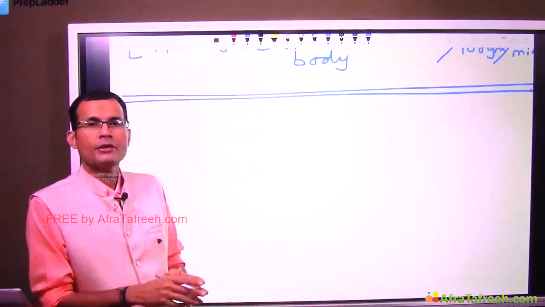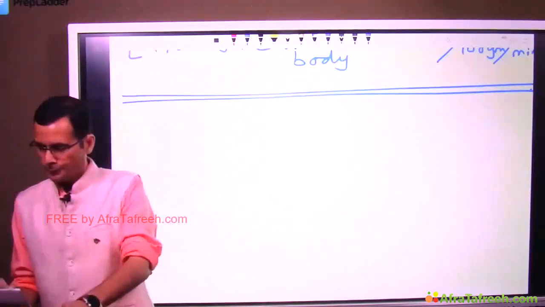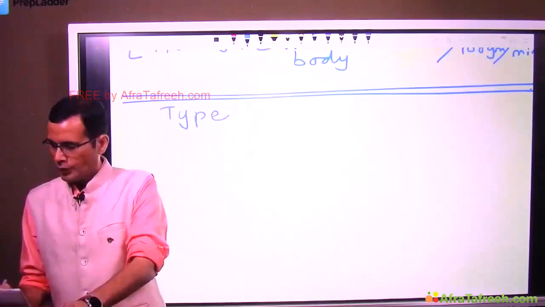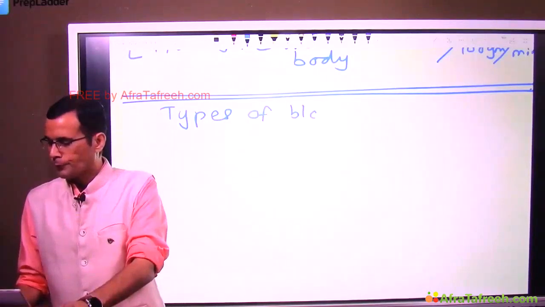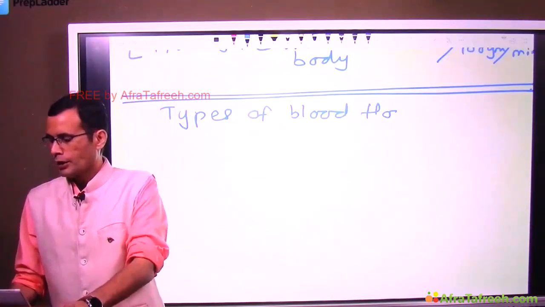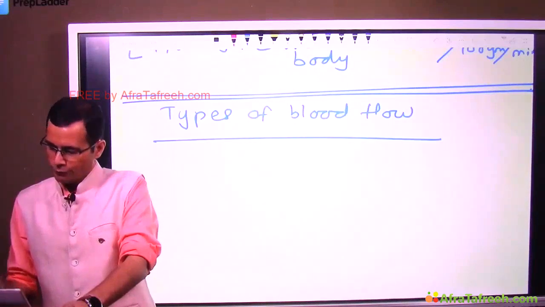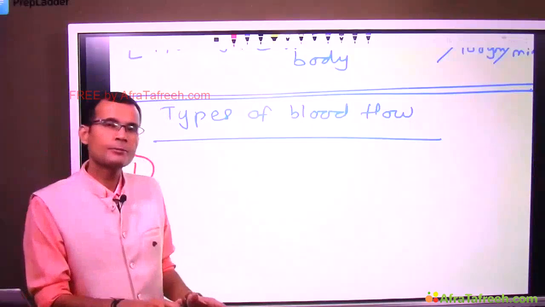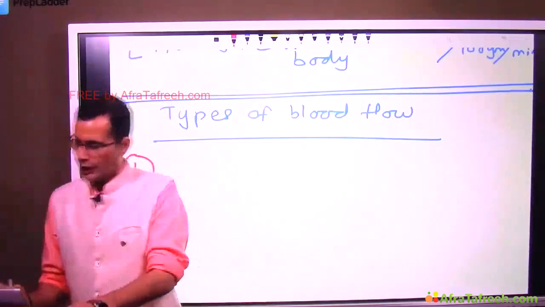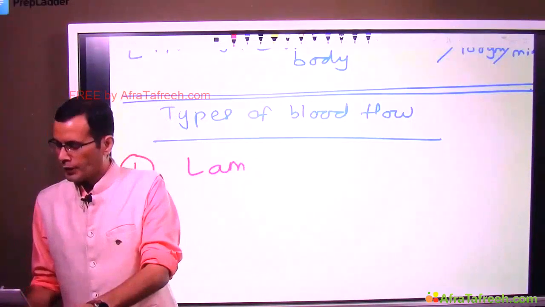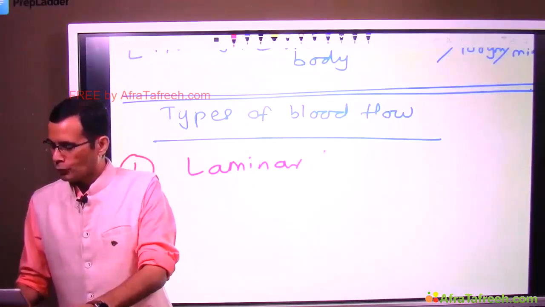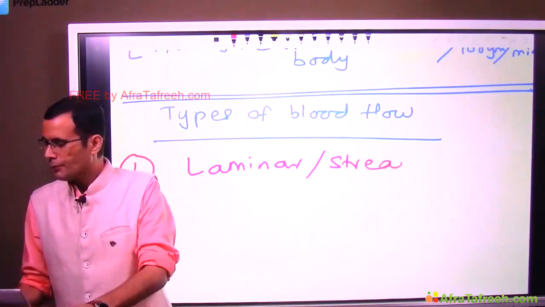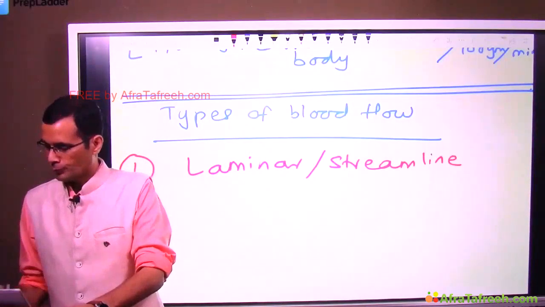The next is types of blood flow. Look, there are two types of blood flow. Normally, in all the blood vessels, there is the type of blood flow which is called laminar blood flow, also called streamline blood flow.